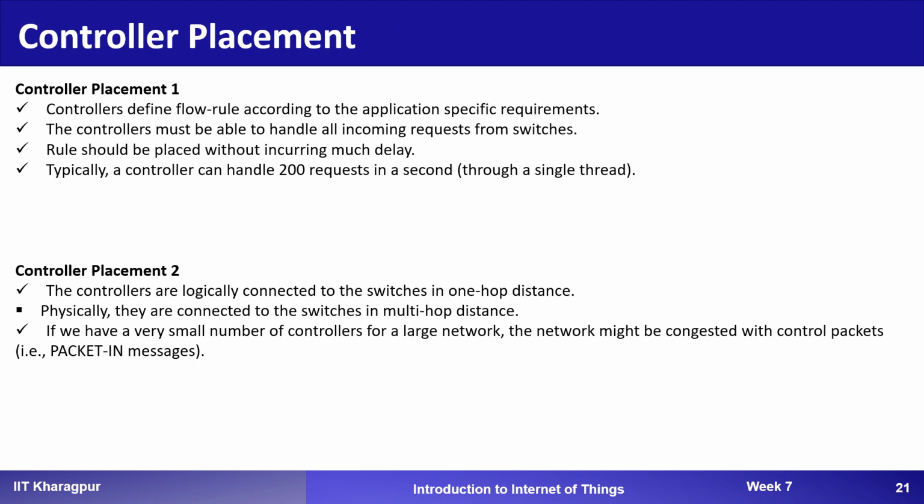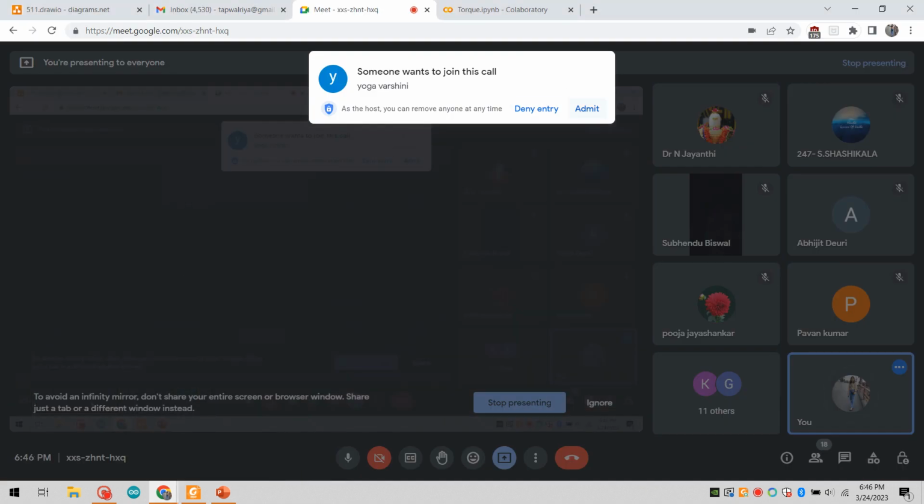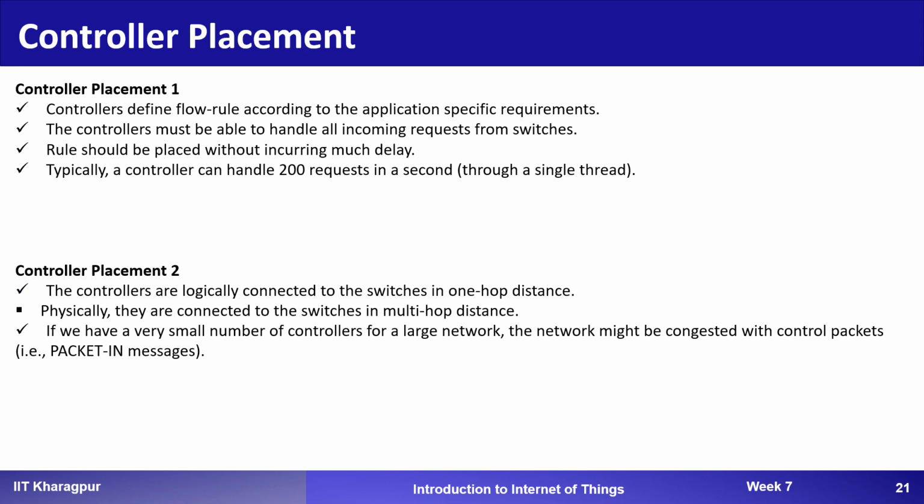So first problem was your rule placement. Now second is your controller placement. The controller defines the flow rules according to the application specific requirement. The controller must be able to handle all the incoming requests from the switches. So rules should be placed without incurring much delay. Typically a controller can handle 200 requests in a second.